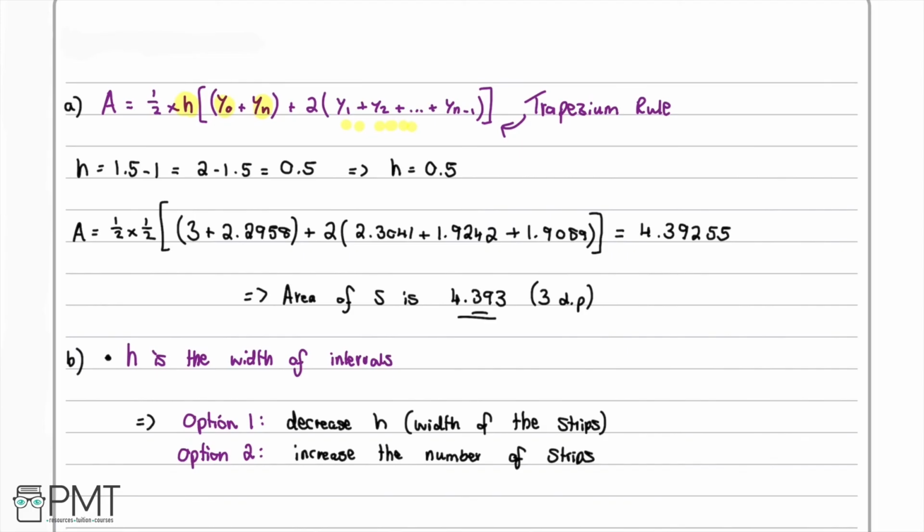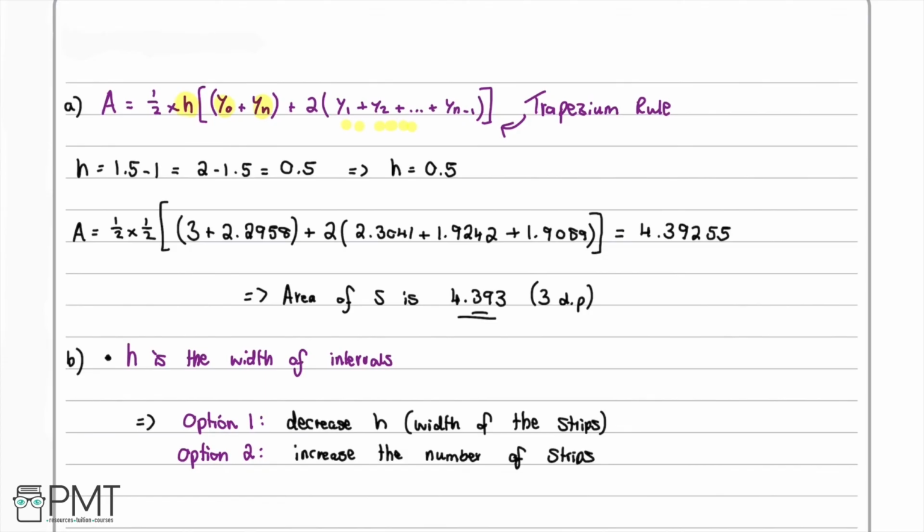In part A of the question, there were 3 marks on offer. We received our first mark for working out that h was equal to 0.5, so this was finding the width of our trapeziums. Our second mark was for having the correct form for the trapezium rule, so having the equation written out as we have here in the first line. The third mark was given for substituting all these values into the right equation and concluding that the area of S using the trapezium rule is 4.393.